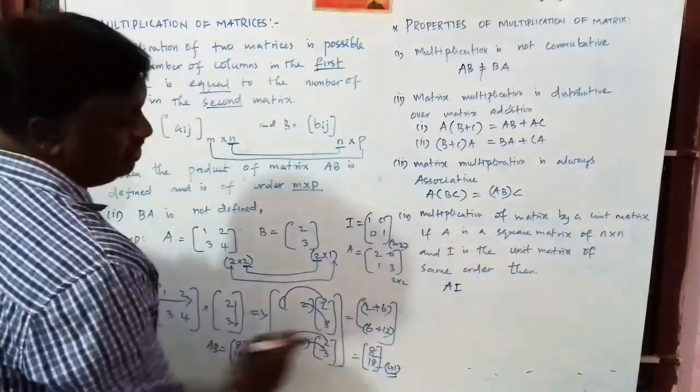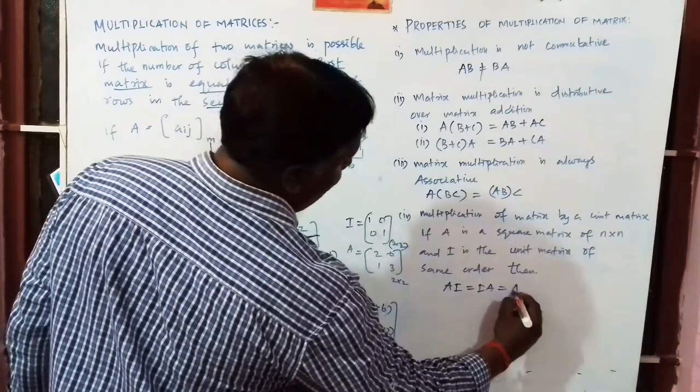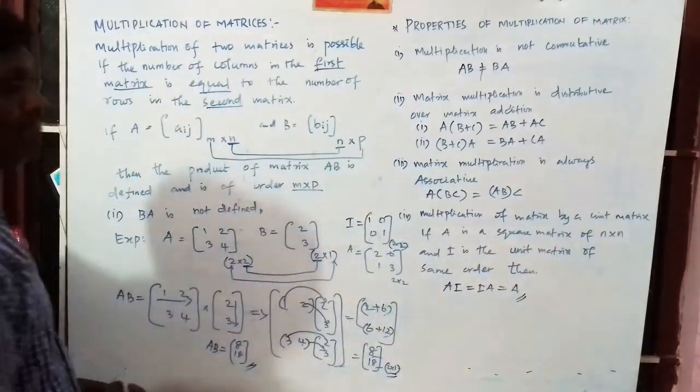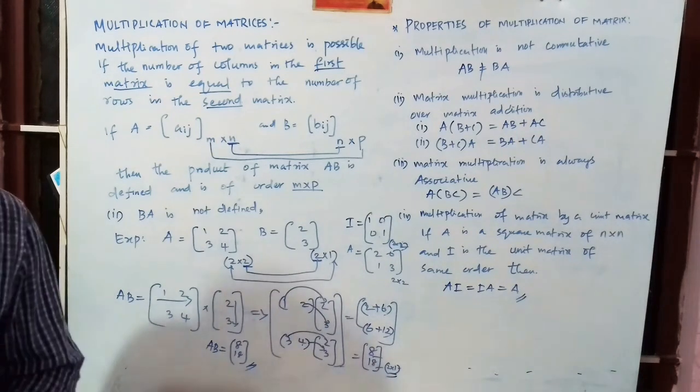The order is the same. A into I, which is equal to I into A, equals A. So this property is called multiplication of a matrix by a unit matrix.